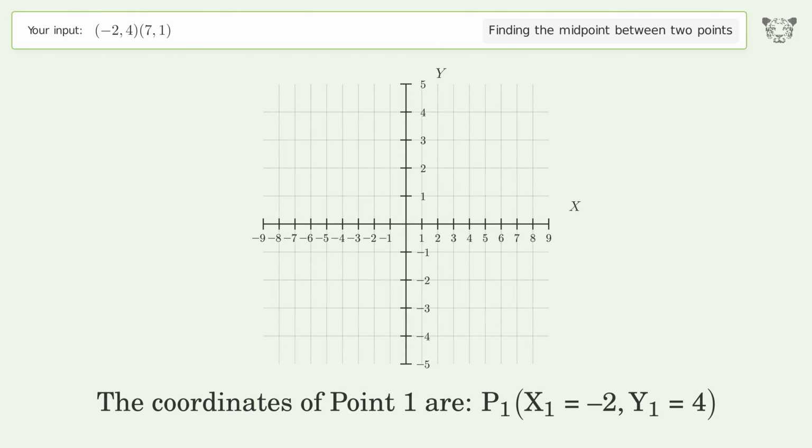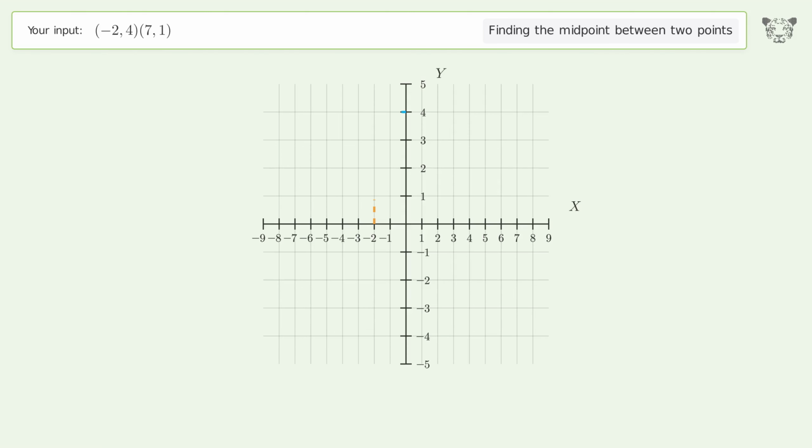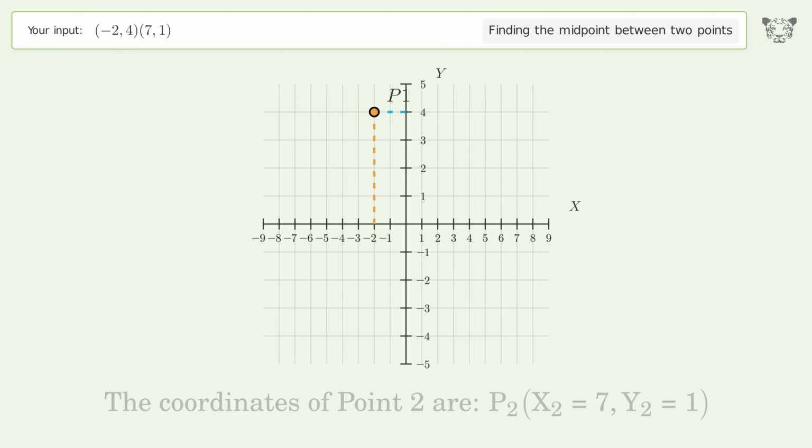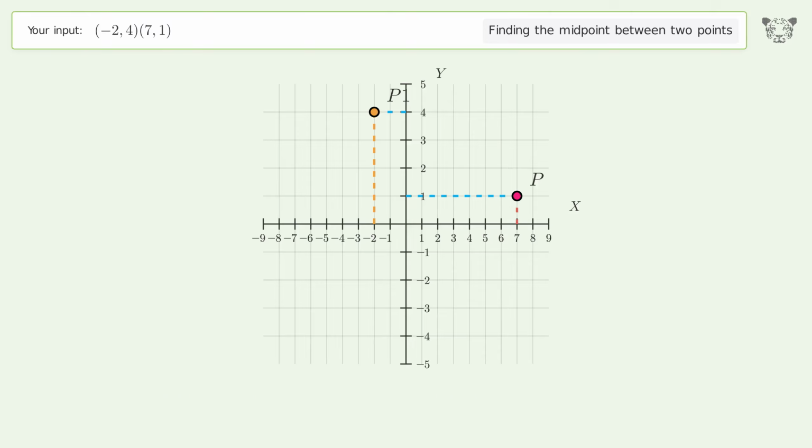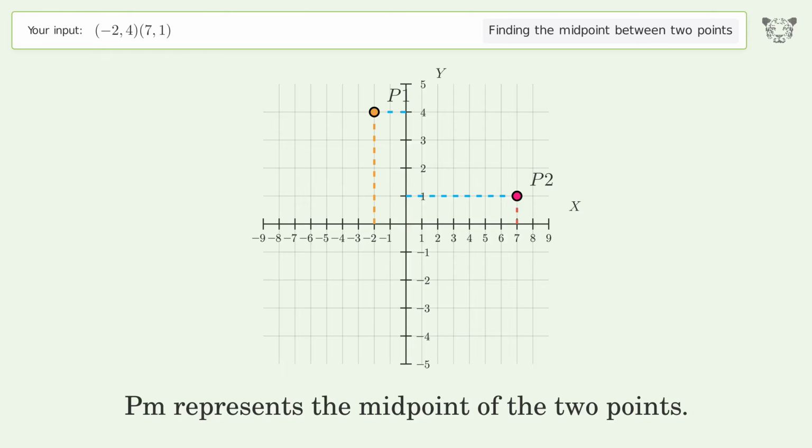The coordinates of point 1 are, x1 equals -2, y1 equals 4. The coordinates of point 2 are, x2 equals 7, y2 equals 1. PM represents the midpoint of the 2 points.